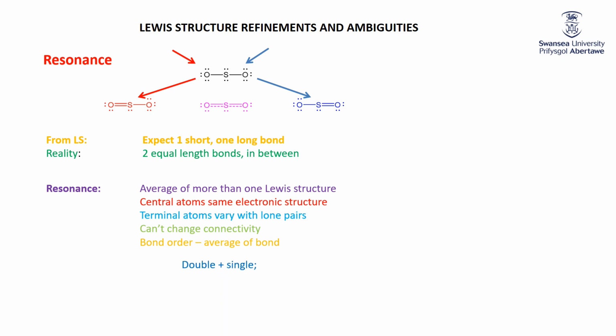So in this case here, we had a double bond and a single bond, right? Double bond and a single bond to the left-hand one. Double bond and a single bond to the right-hand one. You average those, bond order is 2 plus 1 over 2. So in this molecule, we have a bond order of 1.5, right? It's between 1 and 2. 1.5, because it is the average of a double bond and a single bond.